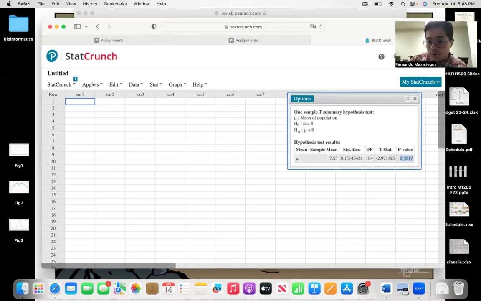Notice we are also given the test statistic in StatCrunch. So if you want to check with this, or maybe even skip the calculation altogether and use the result, that's allowed. But anyway, here's the p-value. So we just copy it, 0.0017.